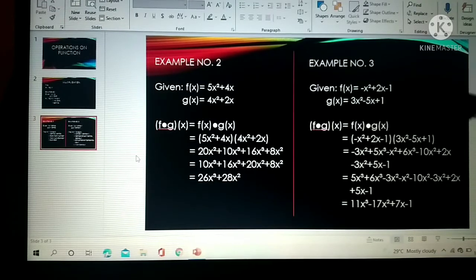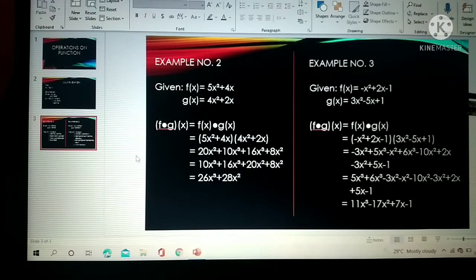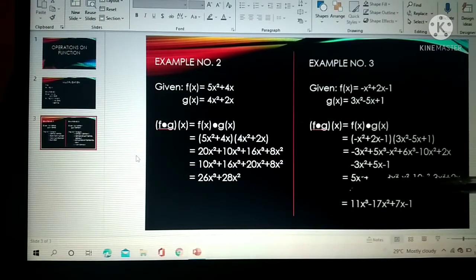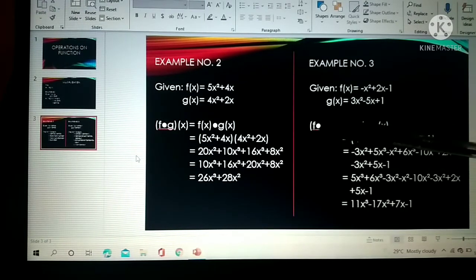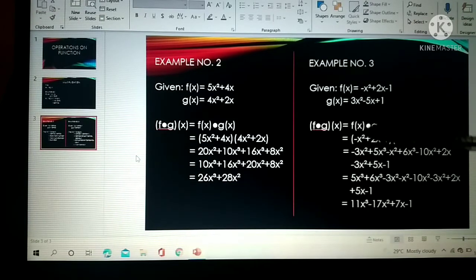So the given is f of x is equal to negative x squared plus 2x minus 1, and g of x is equal to 3x squared minus 5x plus 1. Let us solve the quantity of f times g times x, which is equal to f of x times g of x. Let us substitute x, where our f of x is negative x squared plus 2x minus 1 and 3x squared minus 5x plus 1, which is our g of x. So we need to multiply these two.